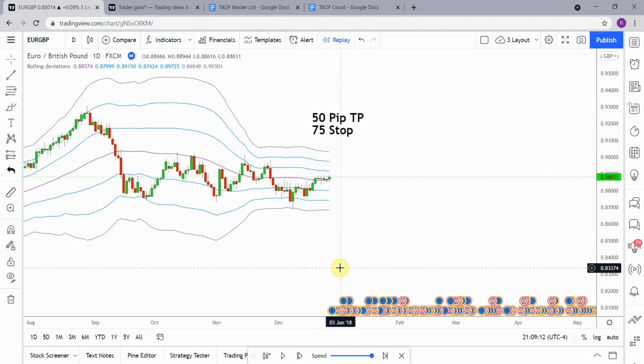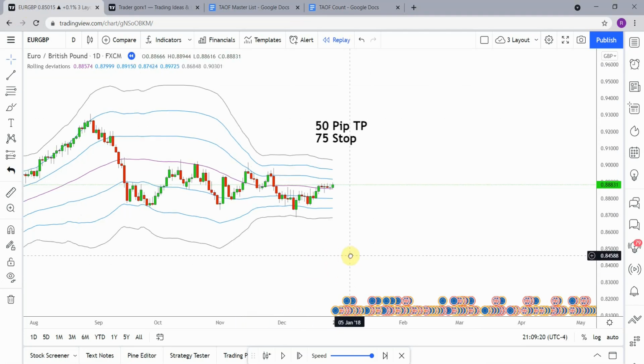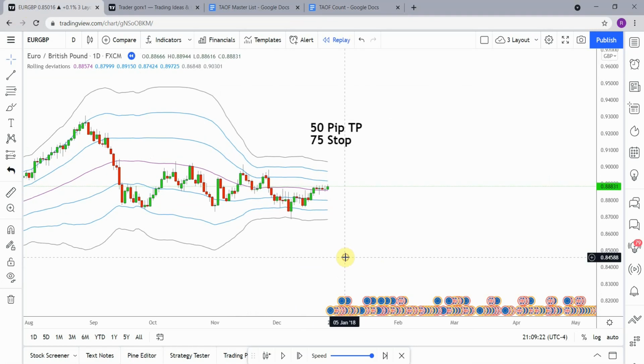Alright, so today's indicator is the rolling deviations indicator, and you can see it here on screen. I'm sure there are probably a few different ways you could use this, and keep in mind that we test all these indicators on Forex, but they can easily be used on any other market that you want to use them on, whether it's crypto, standard, US stock market, whatever.